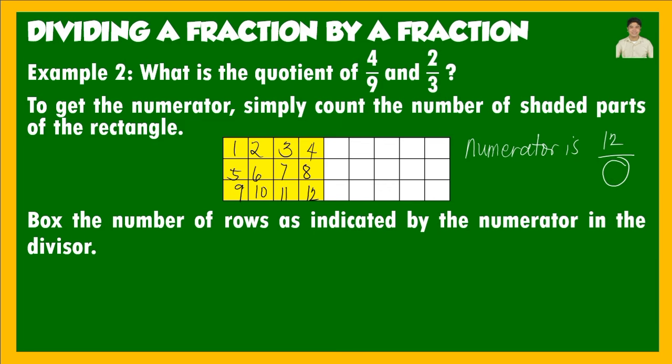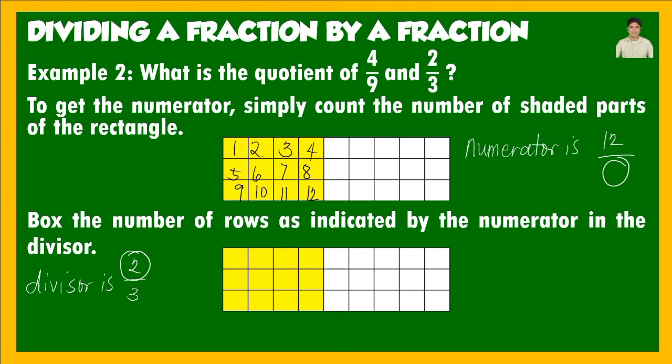So, box the number of rows as indicated by the numerator in the divisor. So, yung divisor na naman po ang ating kukunin. So, divisor is 2/3. This time, ito naman pong numerator yung ating kinakailangan. Okay, so yung numerator po ng divisor natin is 2. So, bibilugan po natin dalawang rows. Okay, so ayan, kitang-kita nyo naman po, binilugan.